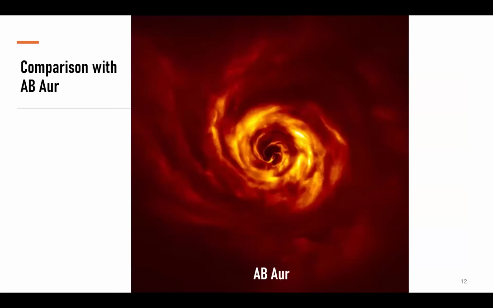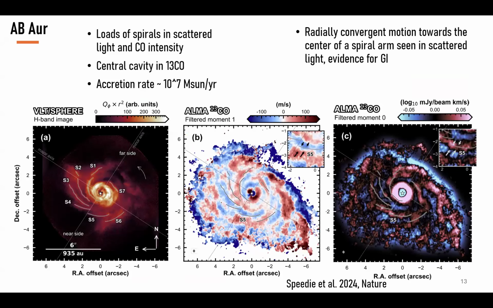So for the last part of my talk, I want to talk about this system, AB Aurigae. It has a crazy amount of spiral structure, and a central cavity also full of spiral arms. Recently, a paper led by Jess Speedy showed that, so they got some really beautiful ALMA data on this source. And she did a really fantastic analysis looking at the residuals from the moment one, showing that you get this spiral-like structure in the velocity residuals and also in the moment zero.